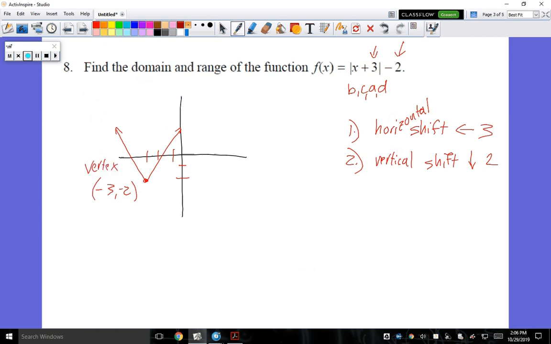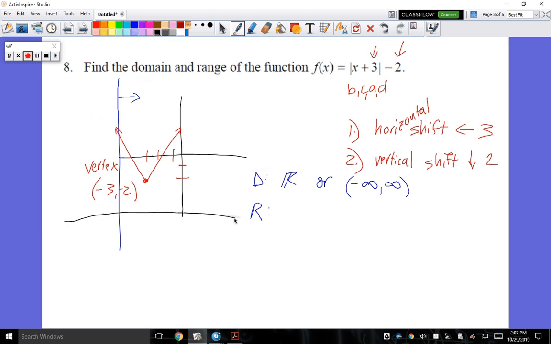And then the domain, scanning this with a vertical line, left to right, it will basically be everywhere. So the domain is all real numbers, or if you wanted to put it in interval notation, would be this. And then the range, you would scan this with a horizontal line from bottom up. It looks like it would start at -2 and go to infinity, touching -2. So you could write this also as an inequality, y is greater than or equal to -2. And that's it on that.